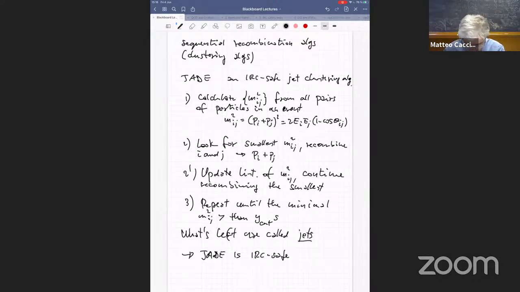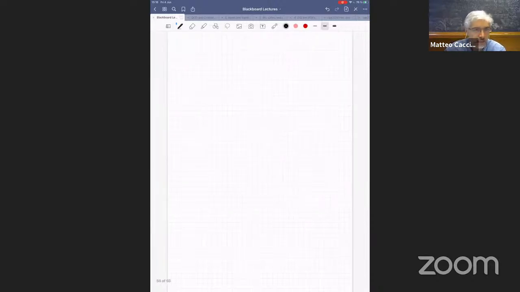I will just say, concerning JADE, perhaps, I want to consider a three jet rate with JADE. So consider e plus e minus going to q q bar g, with, of course, some momentum Q equal to P1 plus P2 plus P3, the three momenta in the final state.